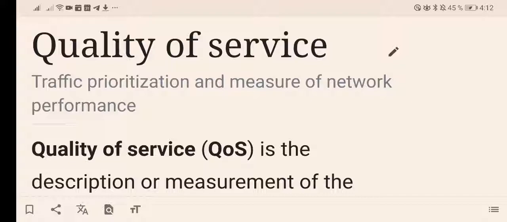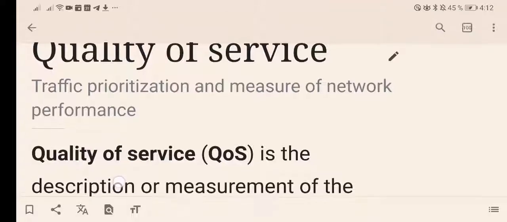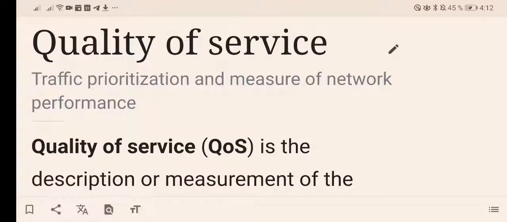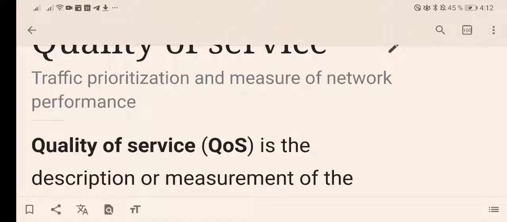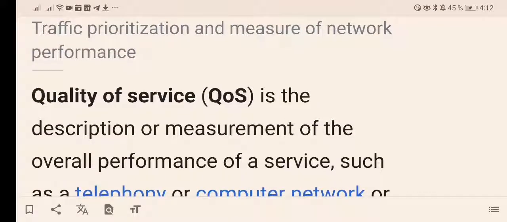So quality of service. It is the traffic prioritization and measure of network performance. All right, that's the official definition. We're reading Wikipedia. Traffic prioritization. So, for example, voice, critical data, and then also measure of network performance.